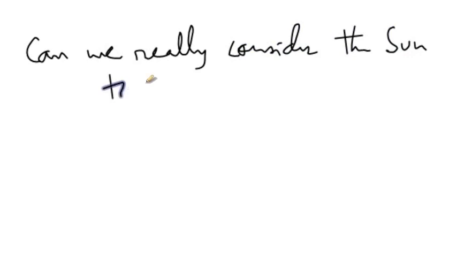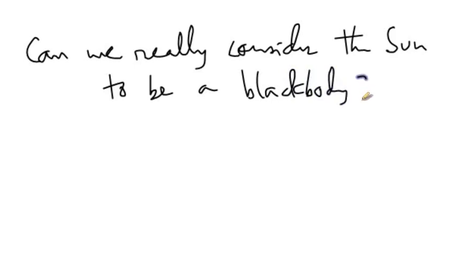So, can we really consider the sun to be a black body? Now I have already given you some answers: there are spectral lines present, so it is not. But let me now talk about the overall scenario.